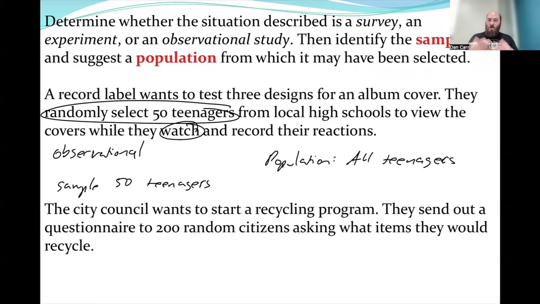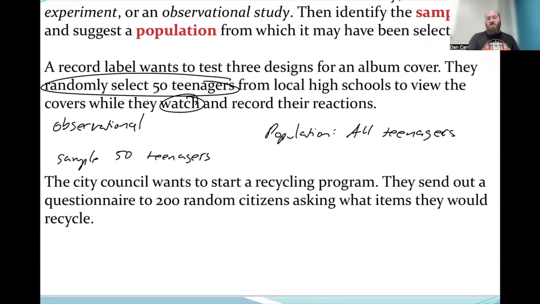They're trying to sell to us. If they're going to sample teenagers, they have a demographic that is skewed towards teenagers. So that's what we're representing. It's all potential teenagers who would buy this album.